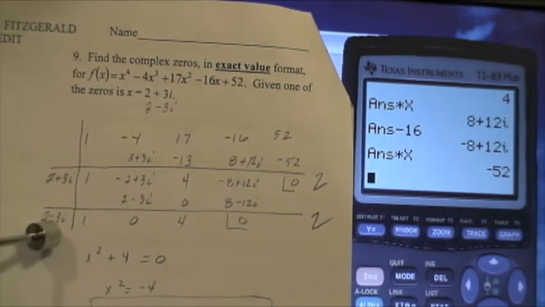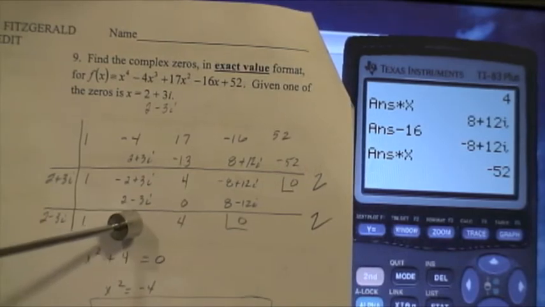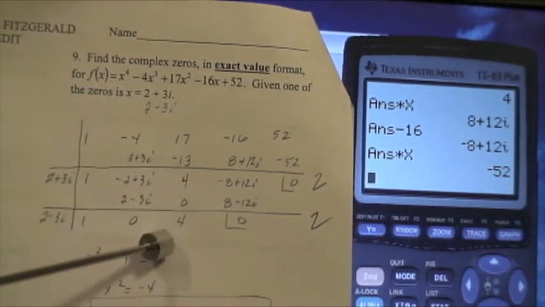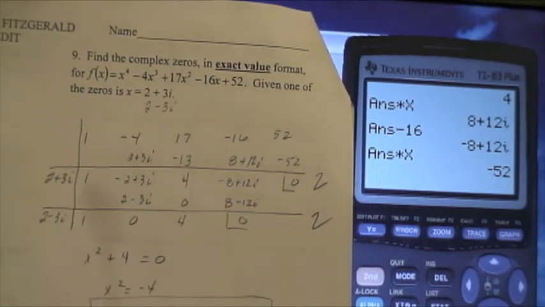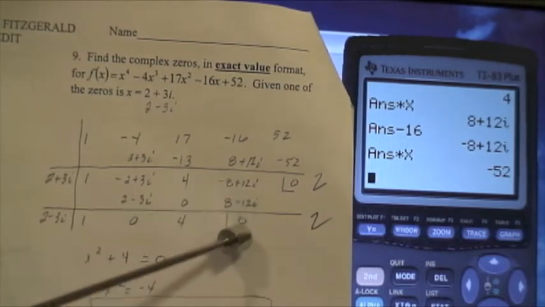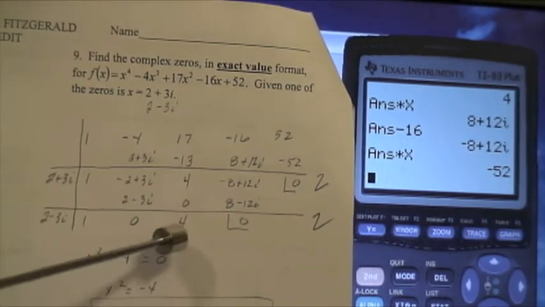So now it's time to run 2 minus 3i. We bring down the 1. 2 minus 3i is 2 minus 3i. Notice everything canceled. That's a 0. Anything times 0 is another 0. Bring down the 4. 2 minus 3i times 4, that's going to give minus 12i, which matches up here perfectly, which gives me 0. So x squared plus 4 equals 0.